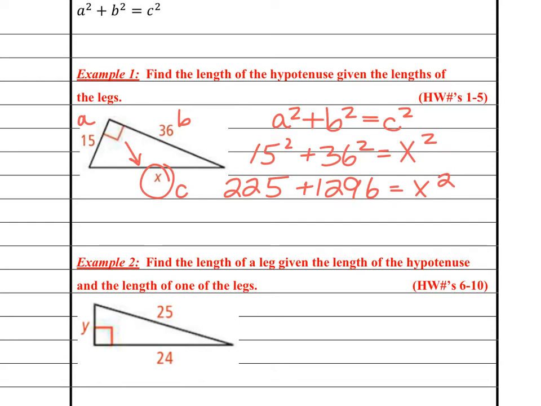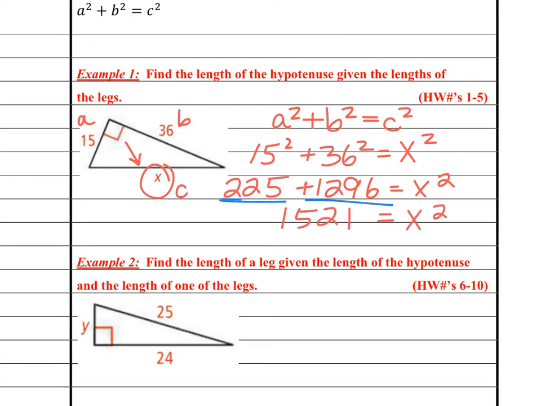Okay, now we're going to add these up because they're like terms. You're just solving an equation. When we add these up, someone raise your hand, tell me what you get. Emma? 1,521. You guys agree? Cool.